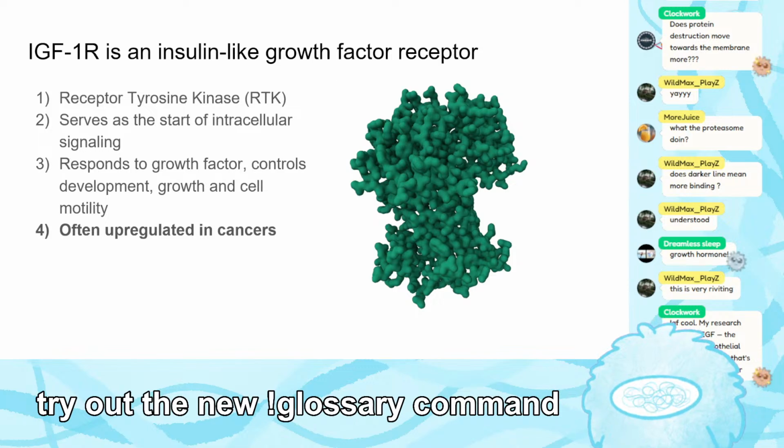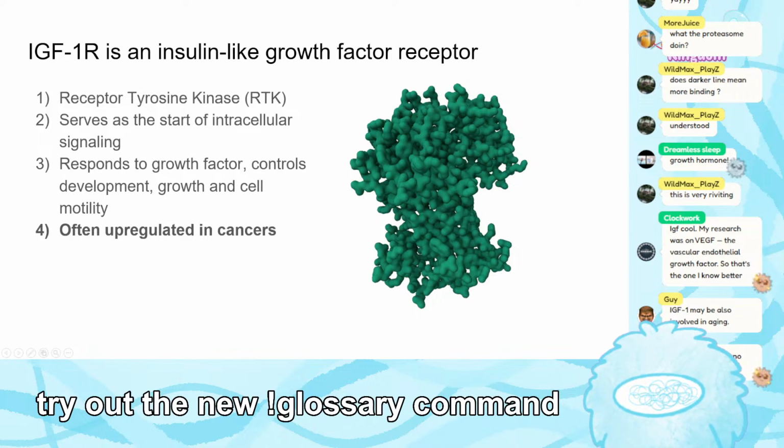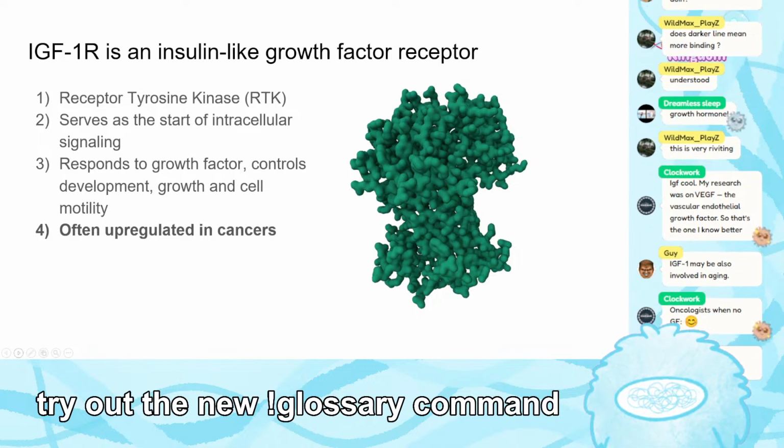So this signaling receptor is capable of controlling quite a lot here. This is often upregulated in cancers, or I should say dysregulated, as we're about to see. It's not always upregulated in cancer, it's often upregulated in cancer. Some cancers downregulate this, so it's better to say dysregulated in cancer.